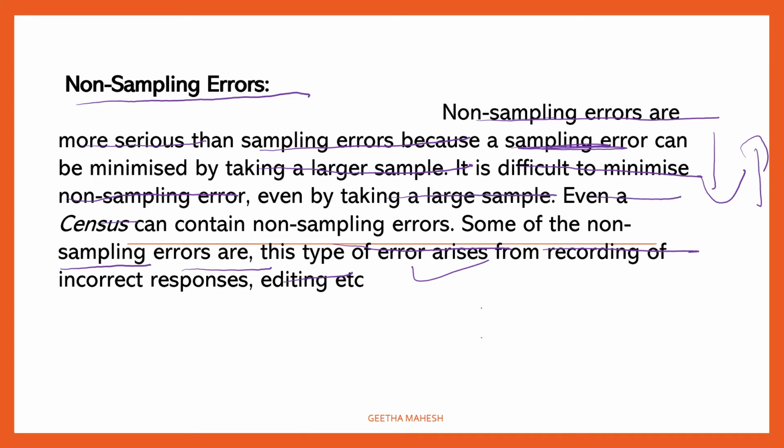Even a census can contain non-sampling error. That means not only a sample will have non-sampling error, even the census method can also contain non-sampling error. Because of this reason, we say non-sampling error is more serious than sampling error.